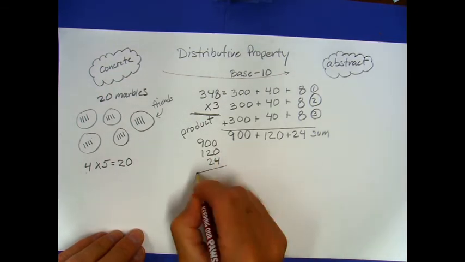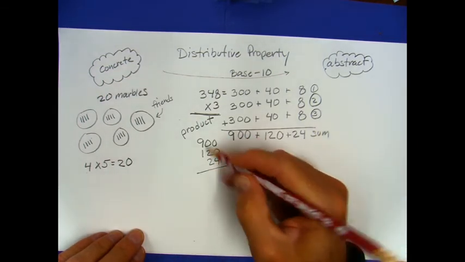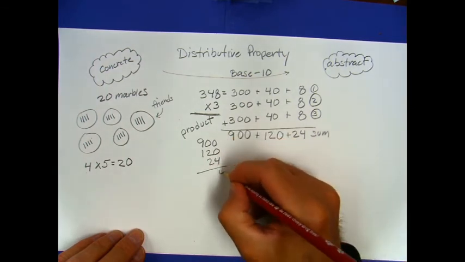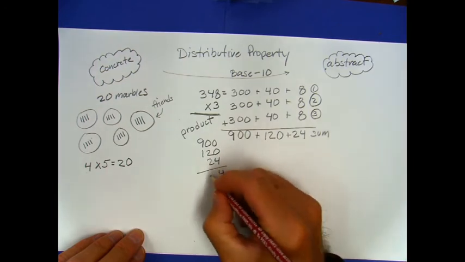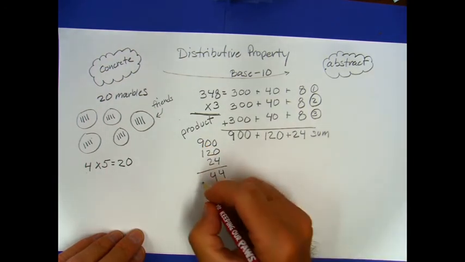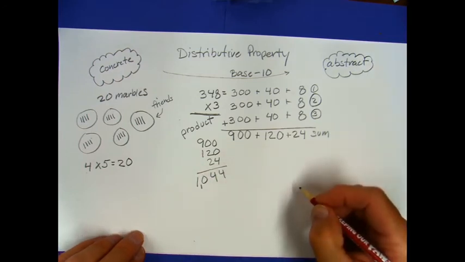We call this column addition because we're adding the numbers up in columns, depending on place value. Let's add the 1s up first, that's 4. Let's add the 10s up, that's 4. And let's add the 1s up, that's 10. So our product here is 1,044.